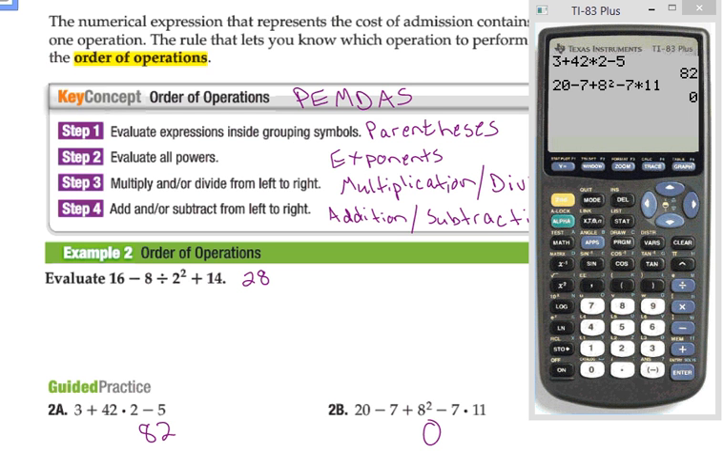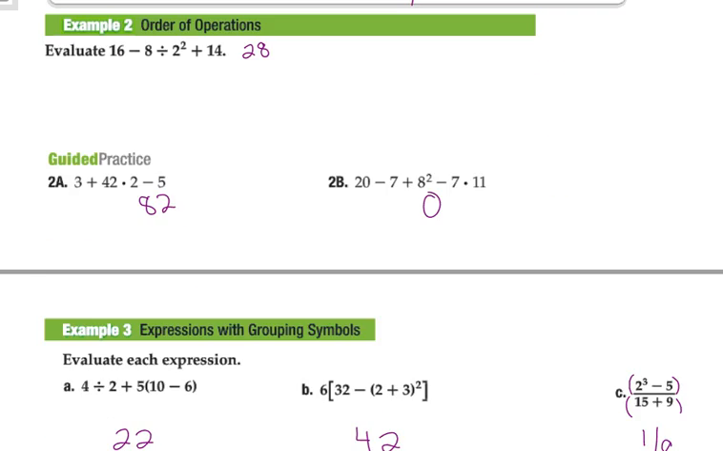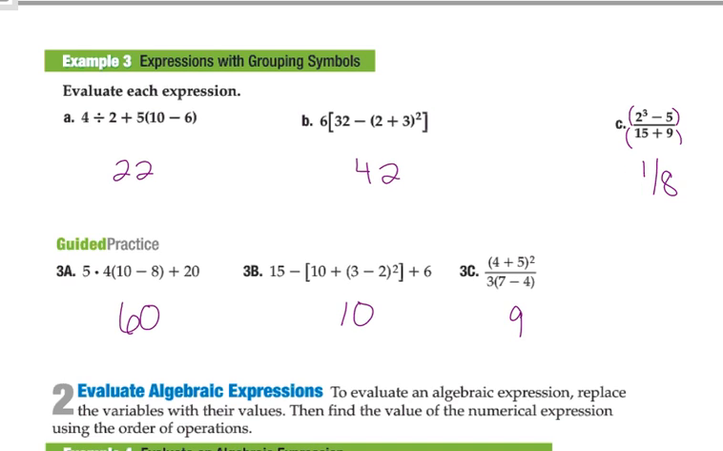All right, getting used to calculator work, you should have got 82 and 0 for that one. Whoop, moving on, it looks like I have answers. Don't look at those.